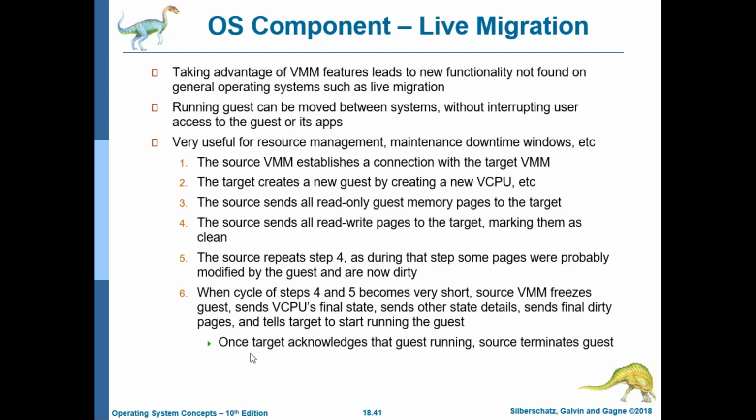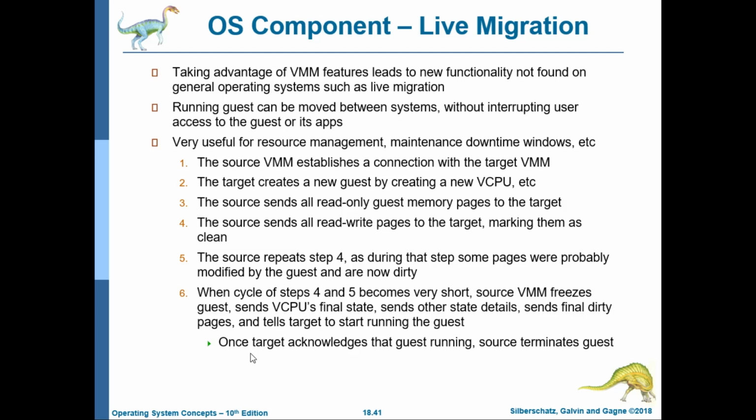So the source VMM establishes a connection with the target VMM. Then the target creates a new guest by creating a new vCPU and others. And then the source sends all read-only guest memory pages to the target. The source sends all read-write pages to the target, marking them as clean. And then the source repeats step 4, as during that step some pages were probably modified by the guest and are now dirty. Dirty means it's modified.